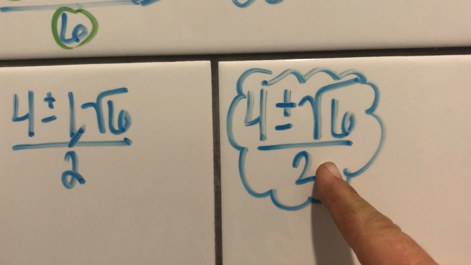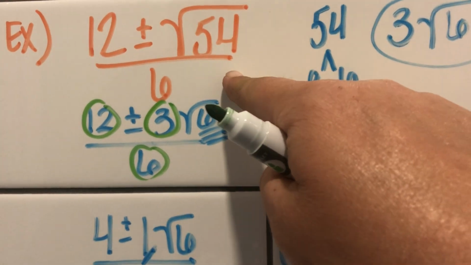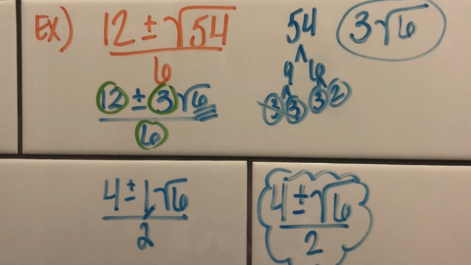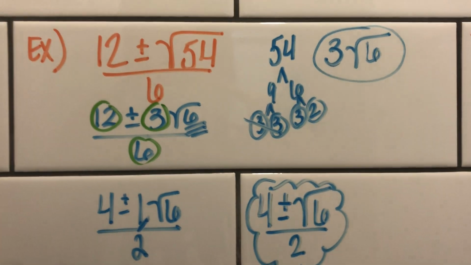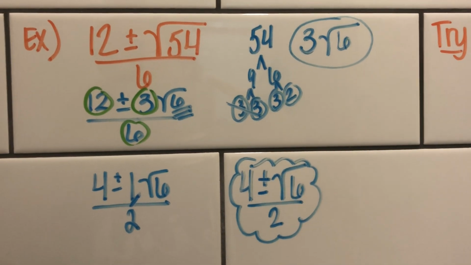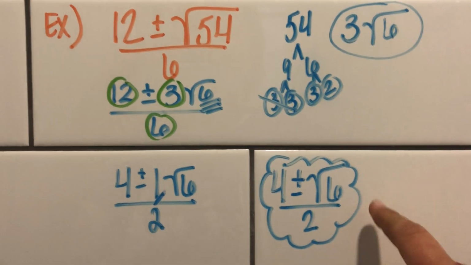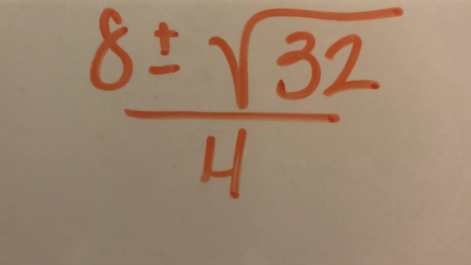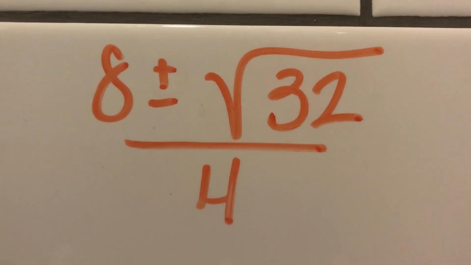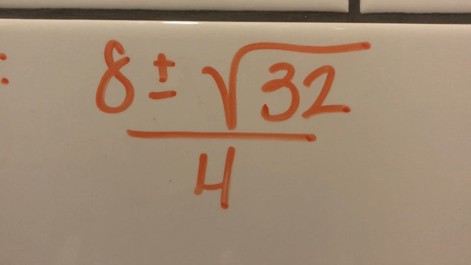If you typed that into your calculator and you typed this into your calculator, you would get the same decimal. Again, we're reviewing this just in case the directions tell you to keep your answer to the quadratic formula in simplified radical form. You need to know how to do this. So now I'd like you guys to try this one on your own. If you have the notes printed out, it's the one on the right. 8 plus or minus root 32 over 4.